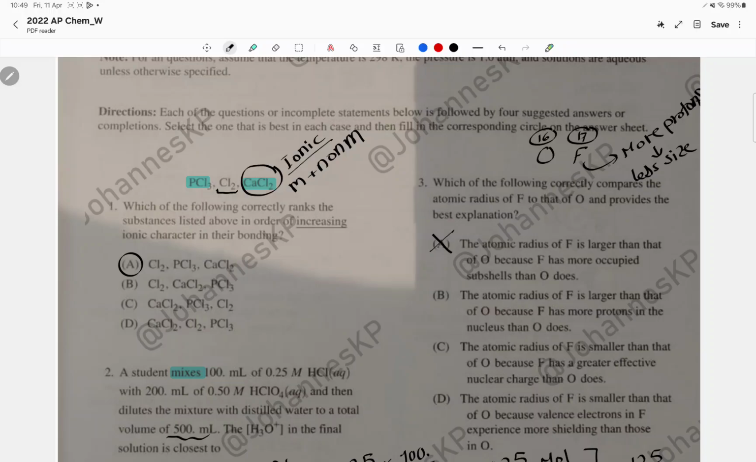So it's not A and it's not B. F has to be smaller. Why? Because of having more protons. And the other way for seeing more protons is having a greater effective nuclear charge. So it's going to be choice C. Okay.